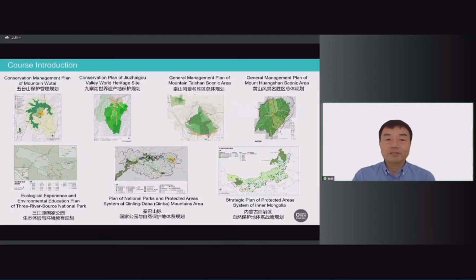So these are the examples of the general management plans around China for the national parks and protected areas. We develop not only the individual national parks, but also the protected area systems at the provincial level, such as the Inner Mongolia government invited us to develop the plan for this province to build a protected area system a few years ago.